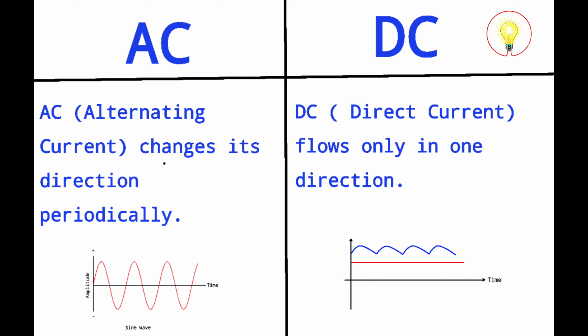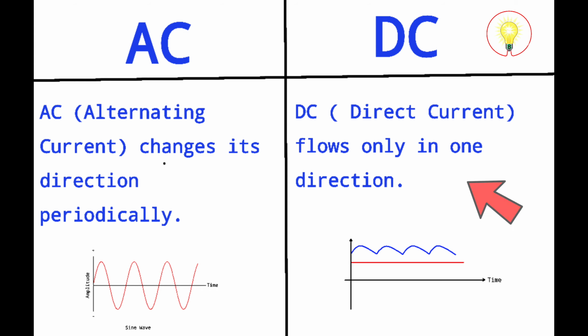Here, look at comparison number 1. AC means alternating current, A for alternating and C for current. AC changes its direction periodically. In the diagram below I have shown the sine waveform of AC. There are also other kinds of AC waveforms, like trapezoidal, triangular, and square waves, but here I have shown only the sine waveform. You can see the wave is sometimes in plus and sometimes in minus.